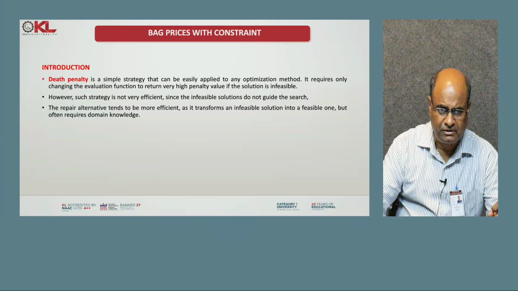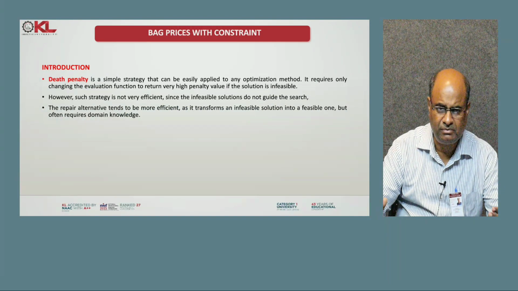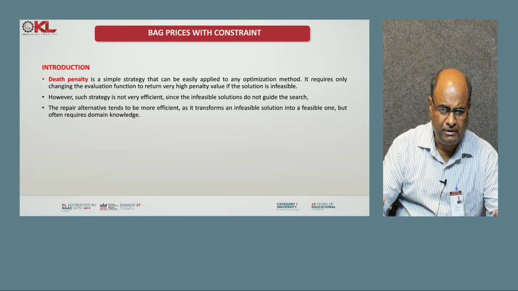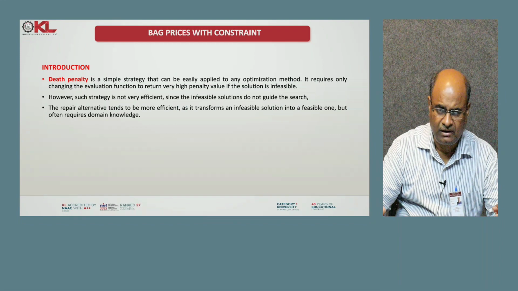Then bag price with constraint. Why are you using this bag price with constraint? Death penalty is a simple strategy that can be easily applied to any optimization method. It requires only changing the evaluation function to return a very high penalty value if the solution is infeasible. However, such a strategy is not very efficient since the infeasible solutions don't guide the search. Repair alternatives tend to be more efficient as they transform an infeasible solution into a feasible one, but often require domain knowledge.